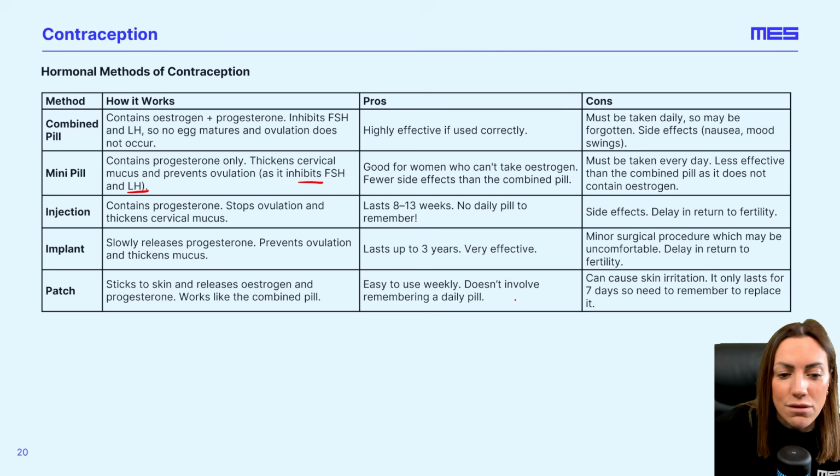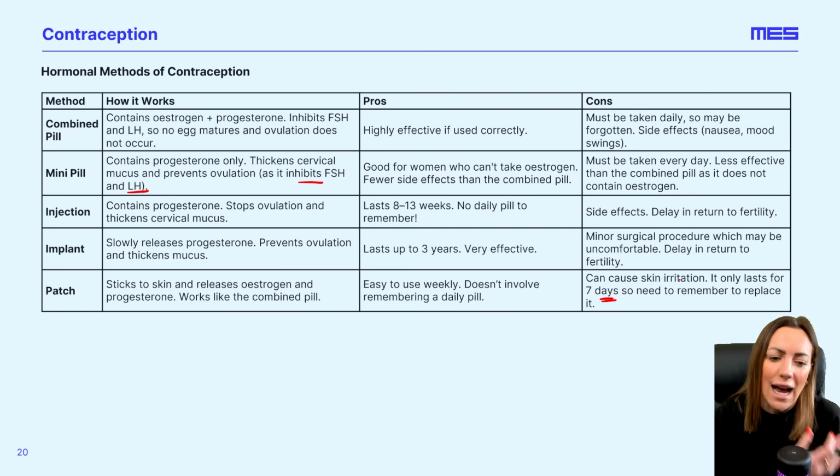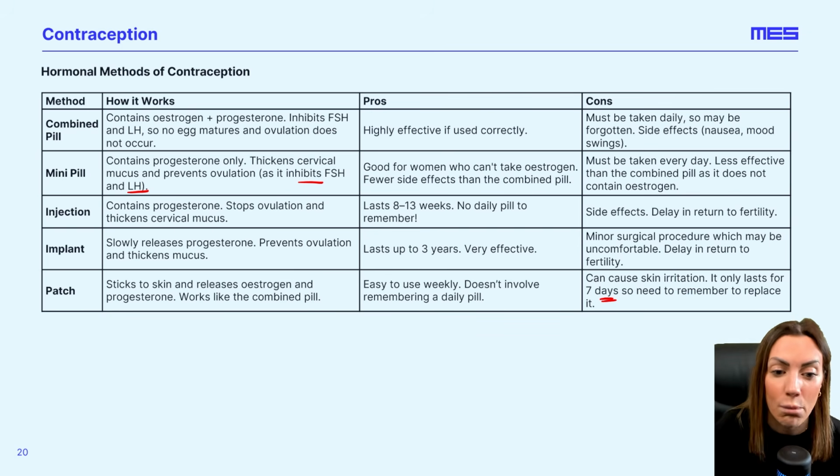Really easy to use. You just stick it on the skin. You don't have to remember to take a pill every day, but obviously you do have to remember to replace it because it only lasts for about 7 days. It could cause skin irritation.